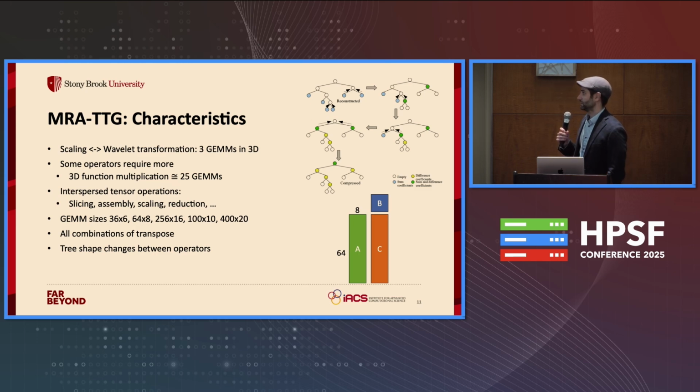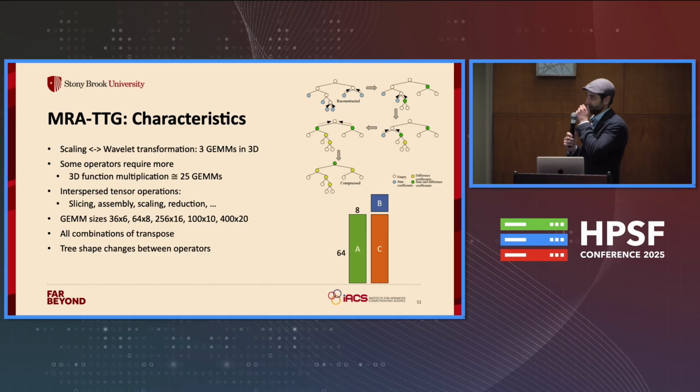Now, how do we map MRA on top of this? As I said, we do a lot of GEMMs in that transformation. There are other operators that have way more GEMMs inside the kernel, right? And this is only in one thread block. Function multiplication is 25 GEMMs that are sequential, that have to happen in order. In between those, we do things like tensor slicing, assembling larger tensors, scaling tensors, reduction. So using a batched API just doesn't cut it for us. It has to be in a larger kernel.